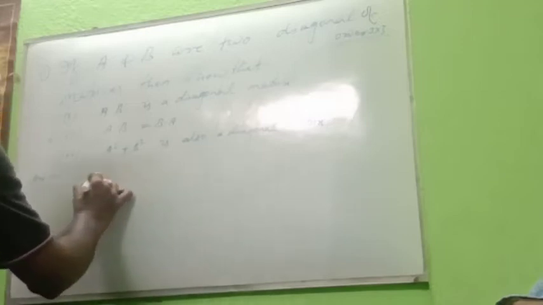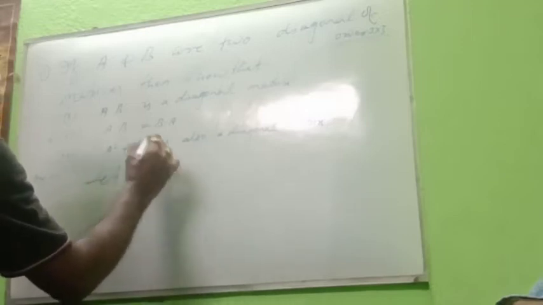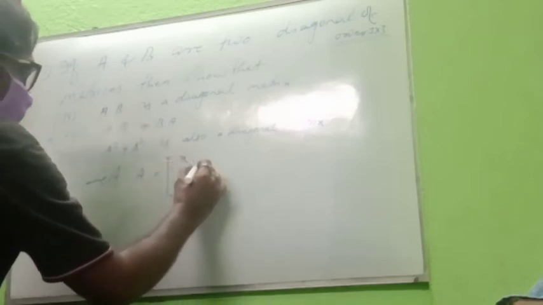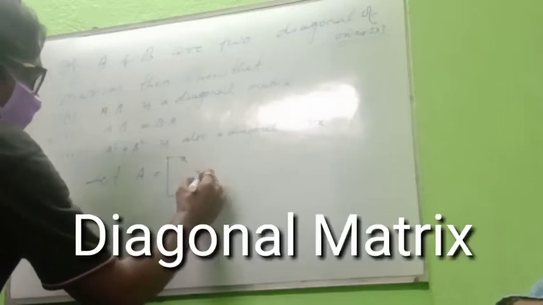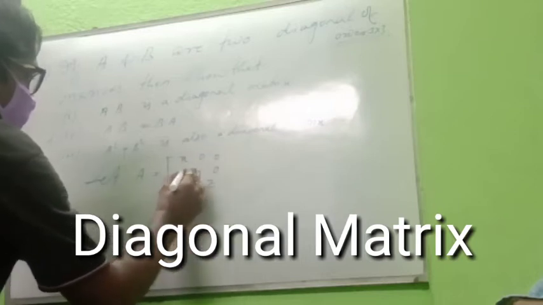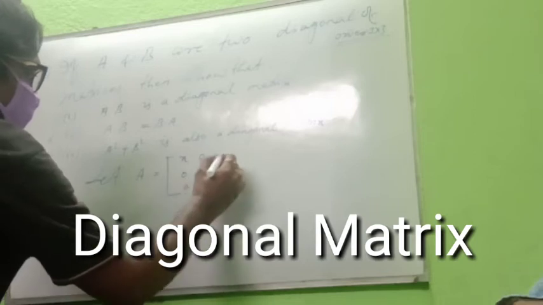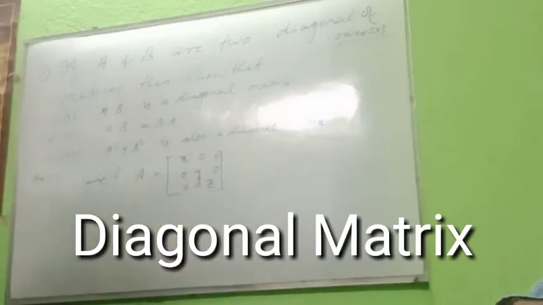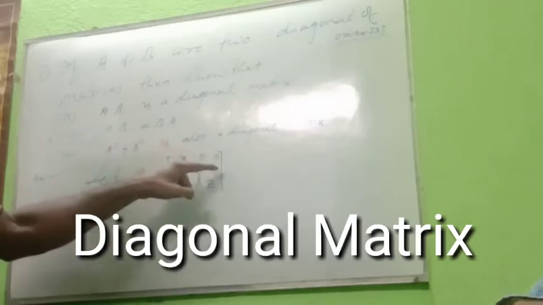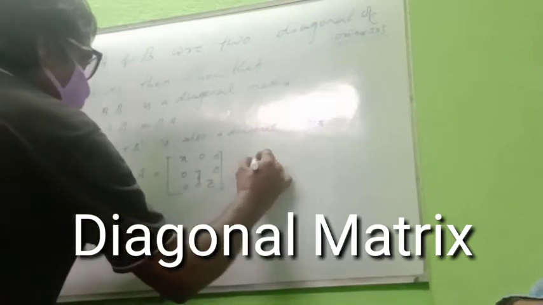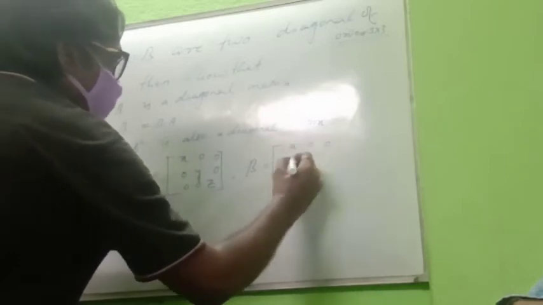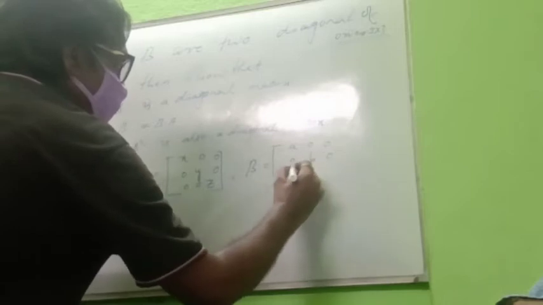Let A be a diagonal matrix. You know what a diagonal matrix is? In a diagonal matrix, the first column will be like this, and the remaining numbers will be 0. This is matrix A. The diagonal will have some elements, and the remaining will all be 0. And B is a matrix, take it as a 0 0, 0 b 0, 0 0 c.